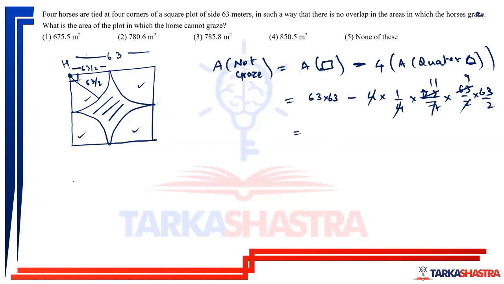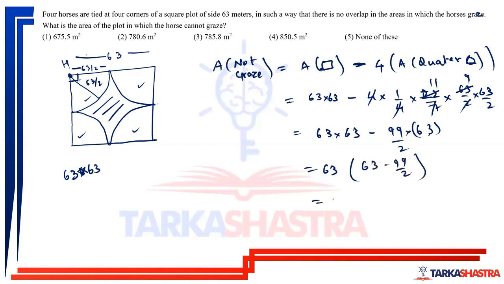So what we have is 63 into 63. Let us see what it comes. 63 into 63 minus 99 by 2 into 63. Yes or no? If I take 63 common, it will be 63 into (63 minus 99 by 2). This will be 126 minus 99 by 2, which will make it 63 into 27 by 2. So 63 into 27, first we'll have to do 63 into 27.